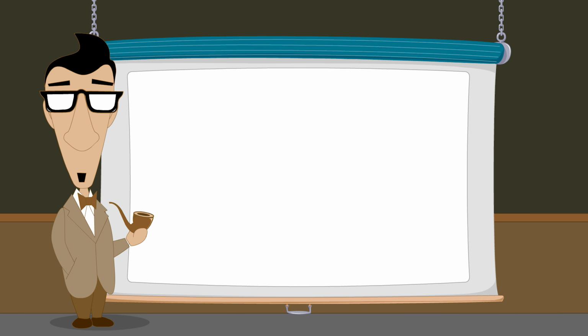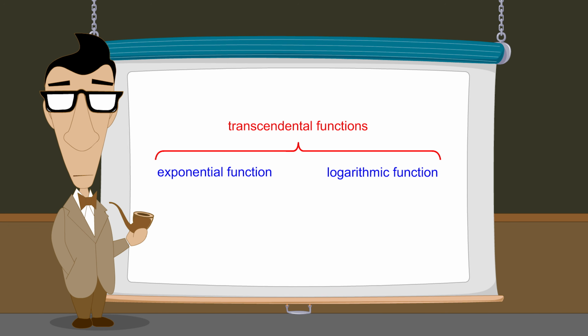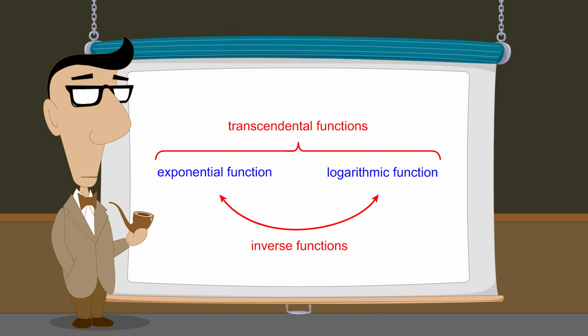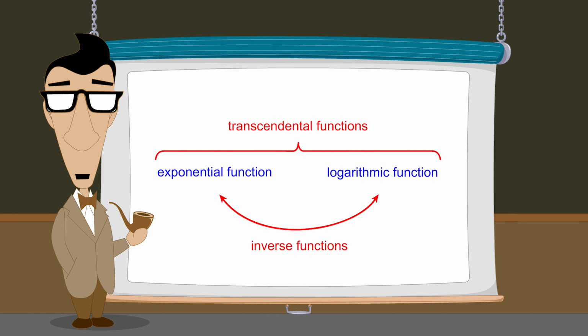In the previous lecture, we said that exponential and logarithmic functions were two closely related transcendental functions. In fact, logarithmic functions are considered to be the inverse of exponential functions. In the next lecture, we will show how logarithmic functions work and why logarithms are the inverse of exponentiation.